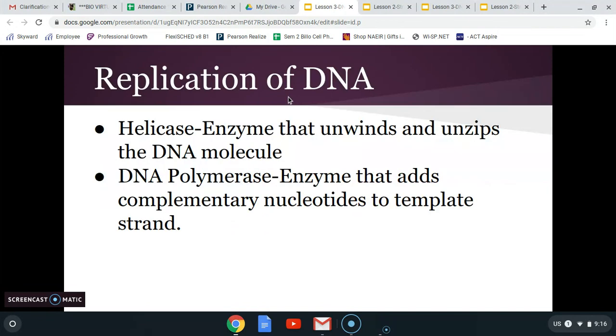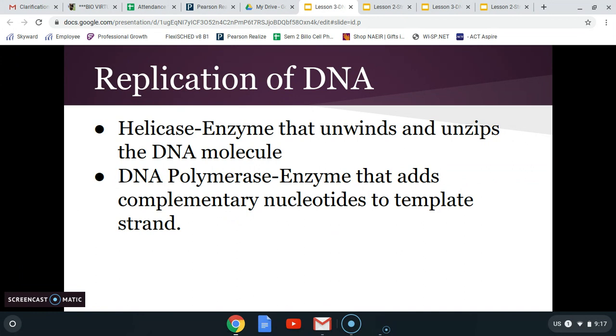First thing to mention here is that DNA is held together by weak hydrogen bonds. We need to break those. So there's an enzyme called helicase. Note the ASE. That tells me it's an enzyme. Helicase is what unwinds and unzips the DNA molecule. When I say unwind, remember DNA is a helix, and then unzip, very much like a zipper, it breaks those hydrogen bonds and opens up the molecule. Before you can read a book, you have to open it. Same thing applies to DNA.